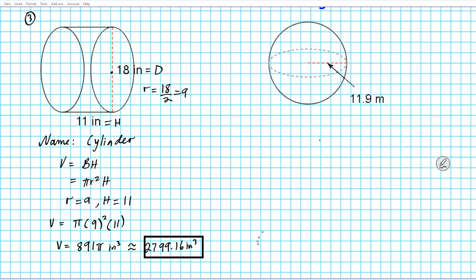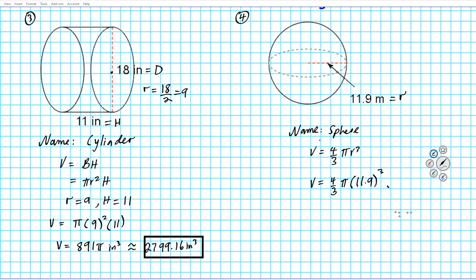All right, let's take a look at the next example, question number 4. So for question number 4, what's the name of this solid? This solid that we have right here is a sphere. All right, the volume of a sphere is given by 4/3 times pi times the radius cubed. In this particular setup that we have right here, the radius is 11.9. Okay, so the volume is simply going to be 4/3 times pi times 11.9 raised to the 3rd power.